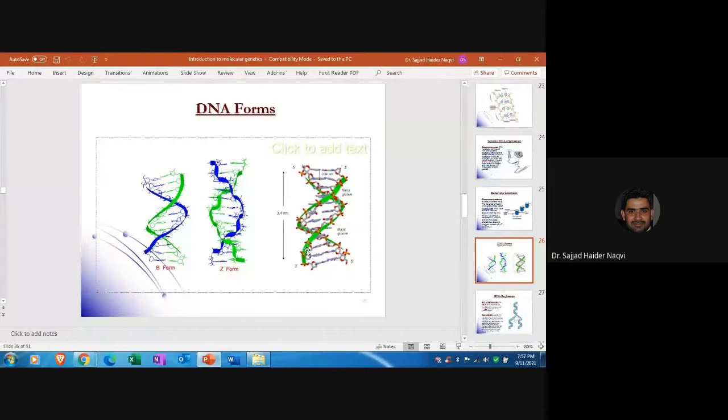There are different forms of the DNA as well, based on different configurations and their specification in terms of their turn, nucleotides per turn, and all this kind of information. So there are two forms which I discuss here, B and Z form. These are the two forms of the DNA that we normally find in the organism. The B form is the normal form which is predominantly present in the cell.